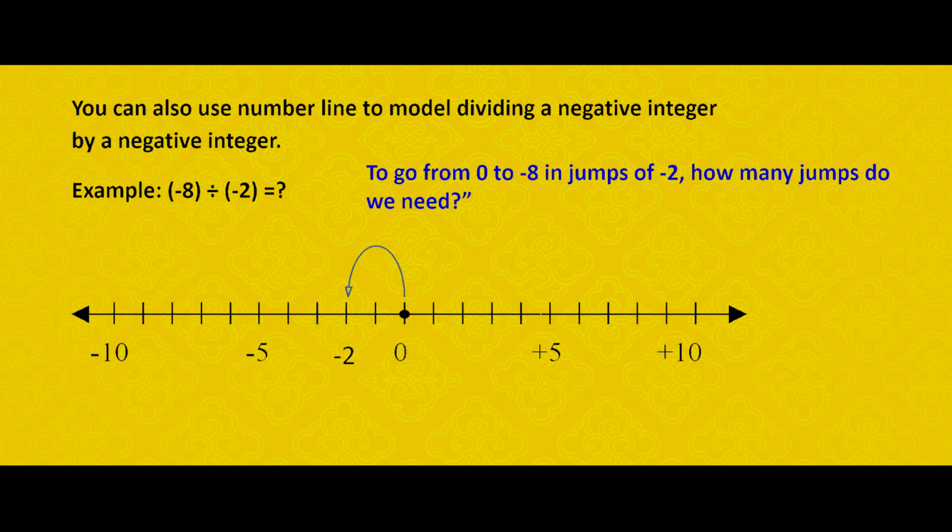So let's take jumps of negative 2. 1 jump, 2 jumps, 3 jumps. Okay, 4 jumps. When we jumped 4 times of negative 2, we reached negative 8. As we made 4 jumps to reach negative 8, our answer is 4.